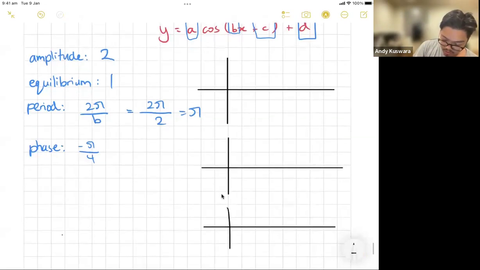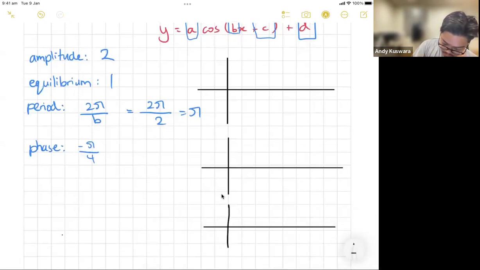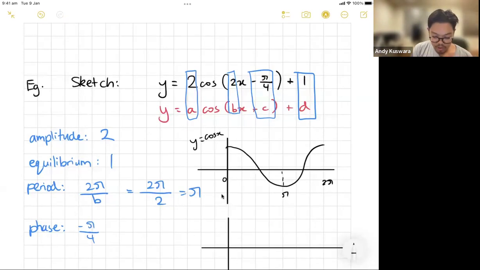Okay, so I've got all these different ones here. And let's start with this. So we know, first of all, it's cosine. So let's start with y equals cos x. And I know it's just going to look like this. 0, pi, 2 pi. Okay, so far so good.